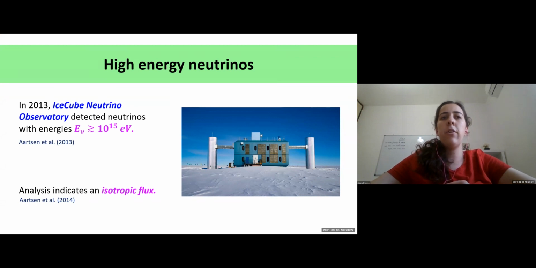We know that their arrival directions are compatible with an isotropic flux, implying that there is no indication of a concentration towards either the galactic center or the galactic plane.